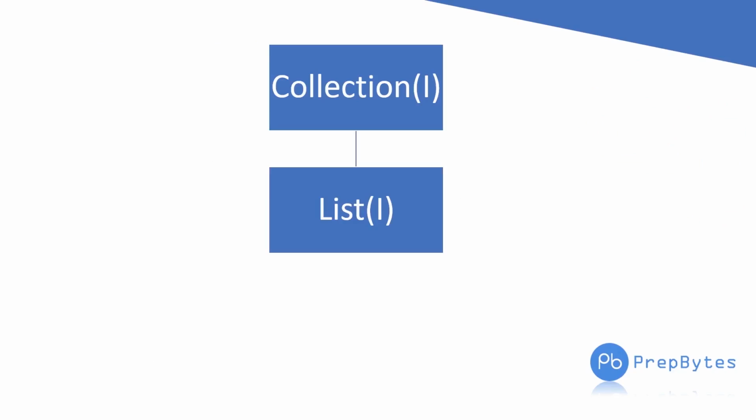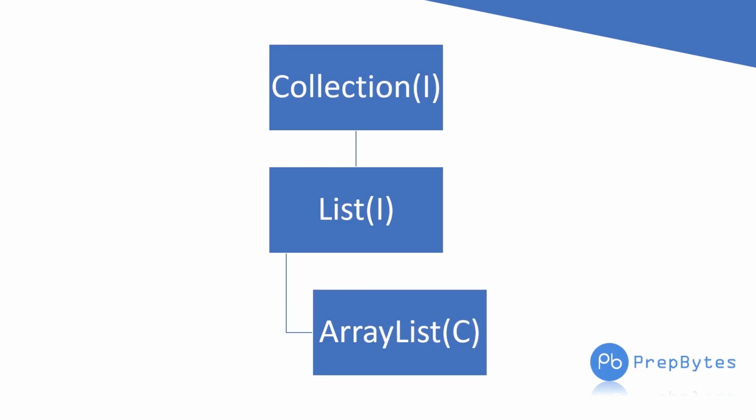Now let's see the classes. So we have collection, list, and the first implementation class that we will see is ArrayList. Since it is an implementation class, it has to implement all the methods of list and collection. The methods in these interfaces were just defined, not implemented. Now ArrayList will implement all the methods in the list and collection interfaces. This is the first implementation class that we are seeing, correct?